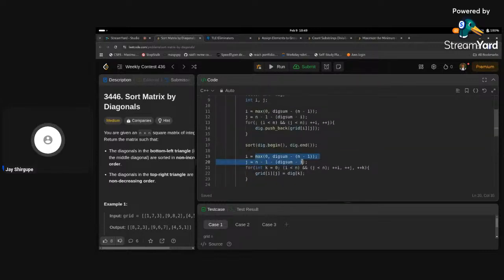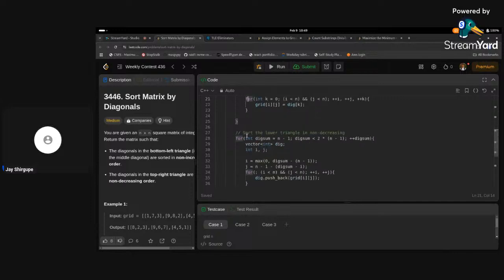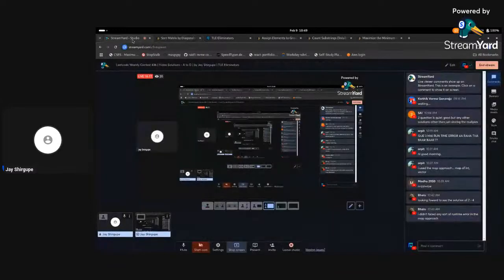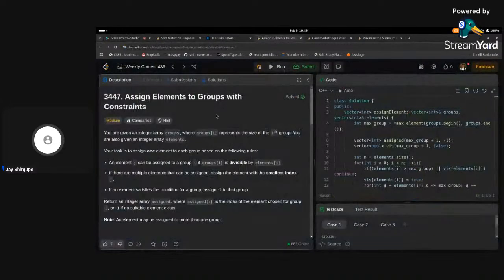Once you sort it, you once again take out your i and j, once again iterate over all the i and j, and assign the sorted diagonal elements to the grid, like the diagonal. And finally, you can just return your grid. That was the first question. All right, let's move to the second question.